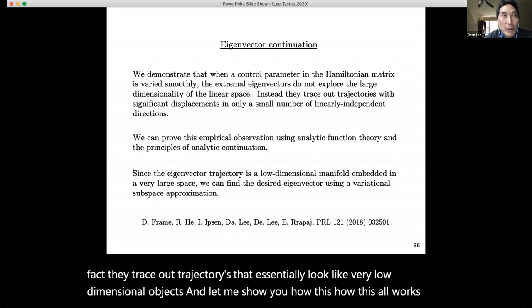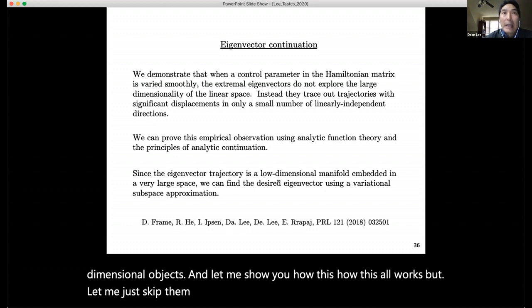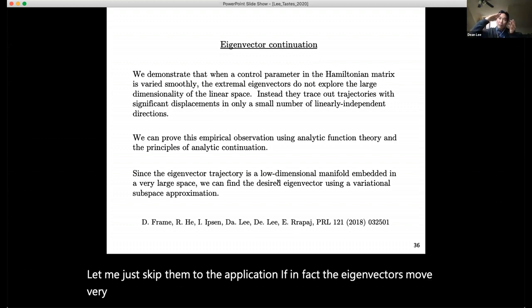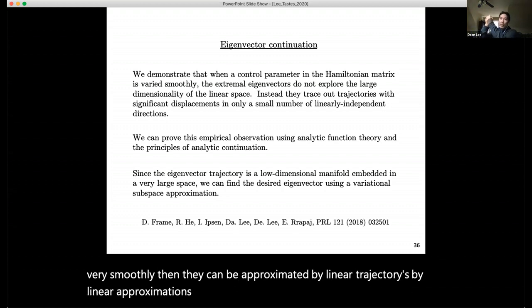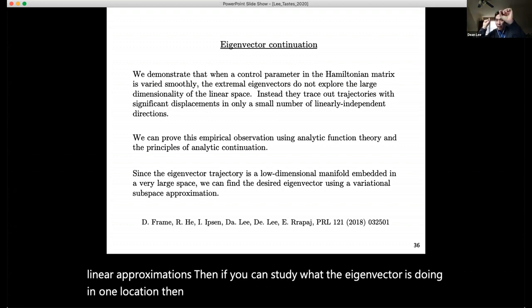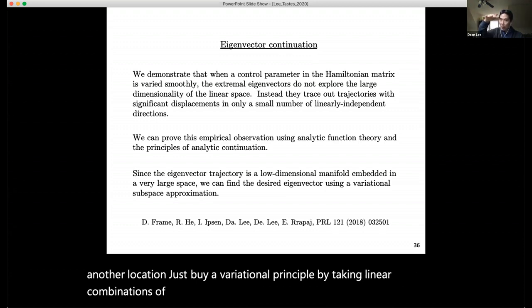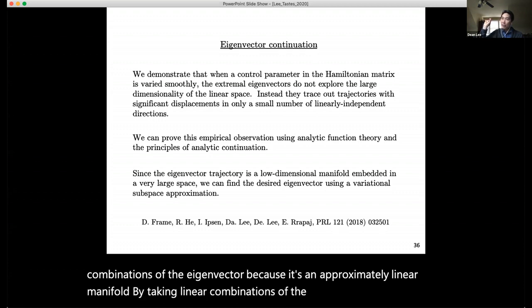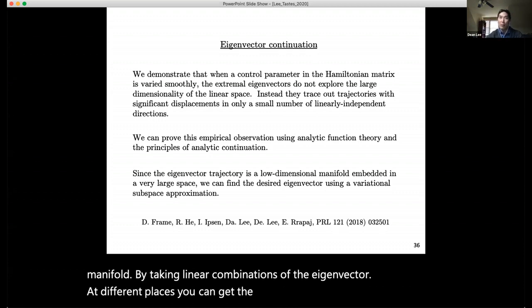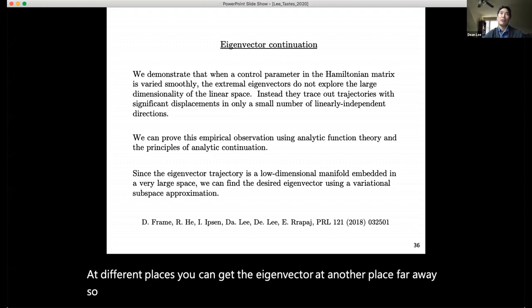But let me just skip then to the application. If, in fact, the eigenvectors move very smoothly, then they can be approximated by linear trajectories, by linear approximations. Then, if you can study what the eigenvector is doing in one location, we can predict what the eigenvector will be at another location just by a variational principle, by taking linear combinations of the eigenvector, because it's an approximately linear manifold. By taking linear combinations of the eigenvector at different places, you can get the eigenvector at another place far away. So that's the idea of eigenvector continuation.